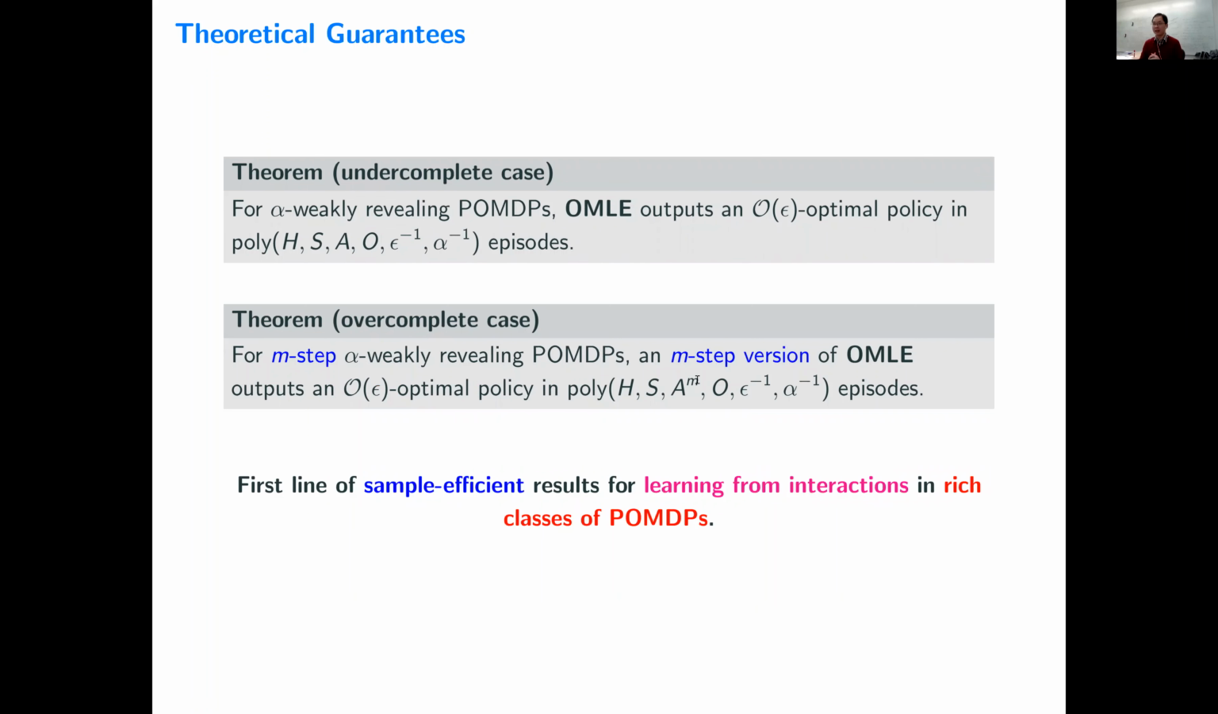And as I want to emphasize again, this is a first line of results for learning from interactions for a rich class of POMDPs. These are basic guarantees.